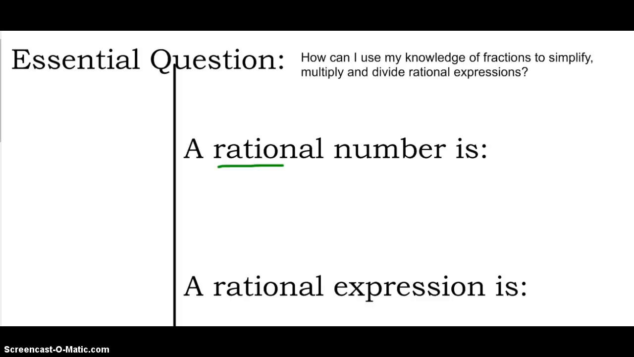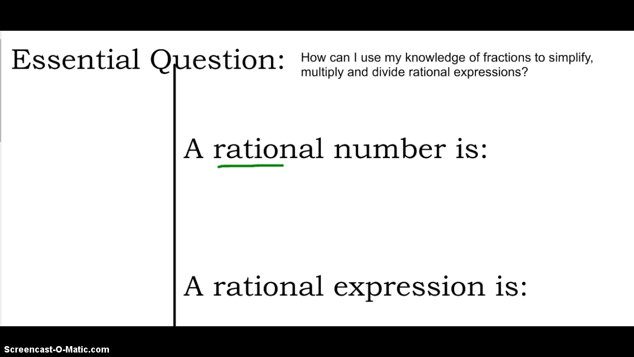Hello, Algebra 2. Tonight's topic is 7.2, Unit 7, Day 2. And our essential topic tonight is how can I use my knowledge of fractions to simplify, multiply, and divide rational expressions. The first thing we need to remember is what is a rational number?